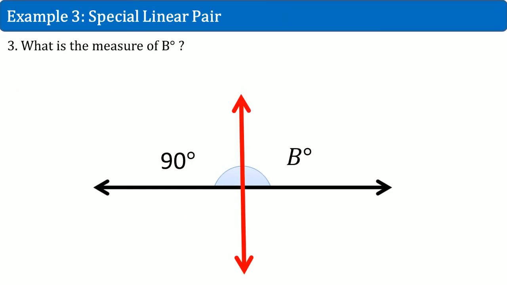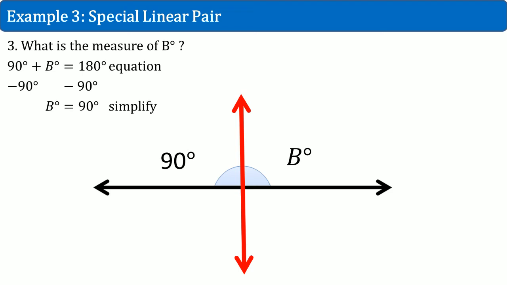Next, we're going to look at a very special linear pair. Here it asks us what is the measurement of angle B. So we set up the equation one more time. 90 plus angle B is equal to 180 degrees. Subtract 90 from both sides. We see that angle B is equal to 90 degrees.